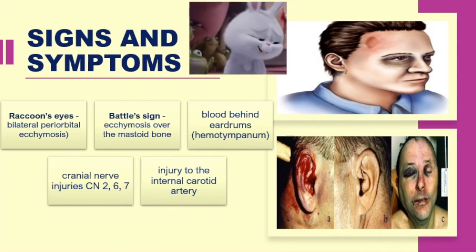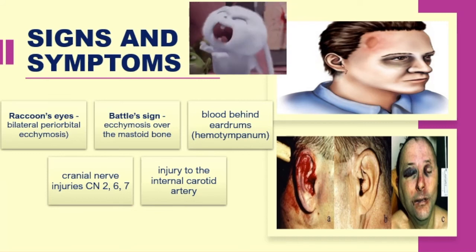Why is there blood behind the eardrums? Recall, class, that your eardrum is the one that separates our external ear, our outer ear, from the middle ear. The middle ear will be able to access the site of injury, so because of that, you will observe bleeding behind your tympanic membrane. Then you also have injuries to cranial nerves 2, 6, and 7, which is very common. Cranial nerve 2 is in charge of your optic function. Cranial nerve 6 is in charge of the movement of the eyes. And then you have your cranial nerve number 7.